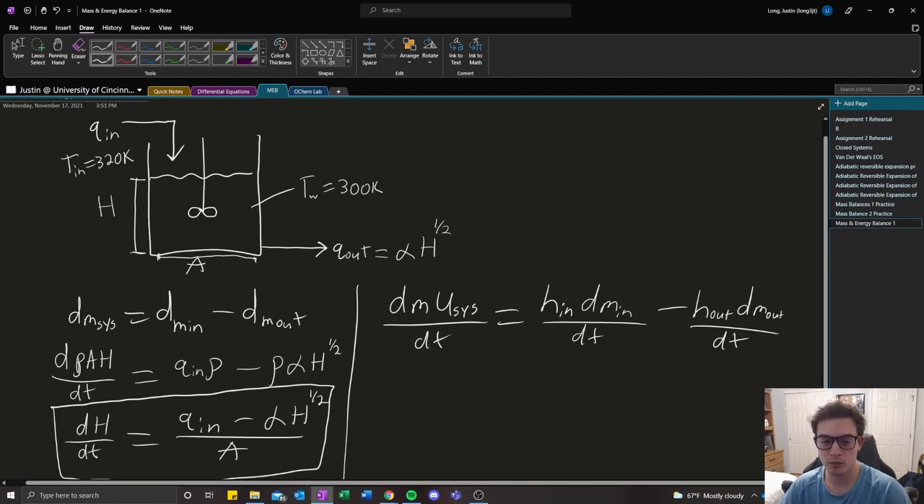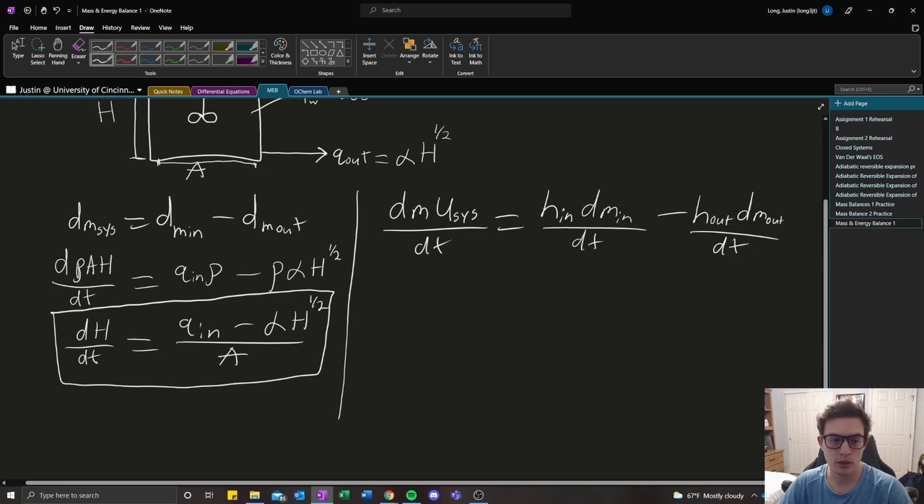Alright, so let's go ahead and plug in what we know. It's just going to be just like we did over here, where we know that the change in mass is just the density times the area times the height. So we're just going to go ahead and do that over here. But we need to add in the internal energy of the system this time. And so we know that with respect to time.